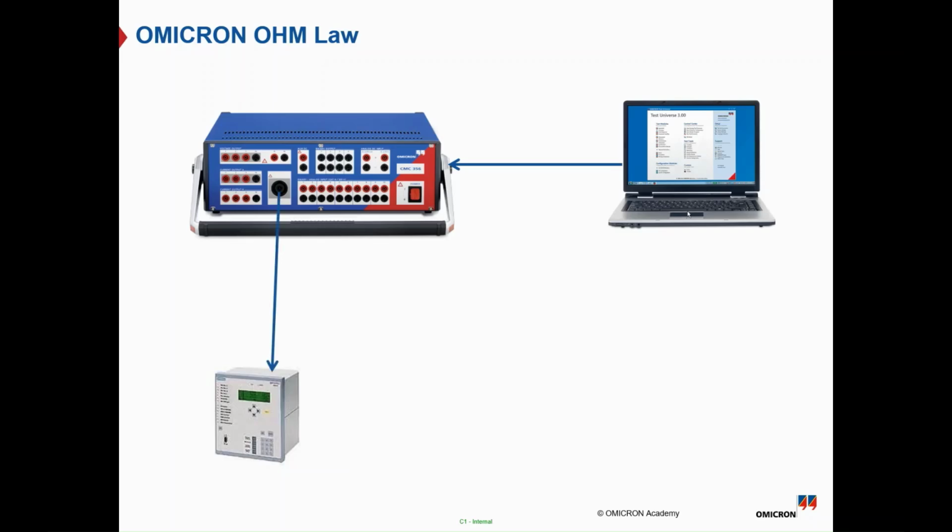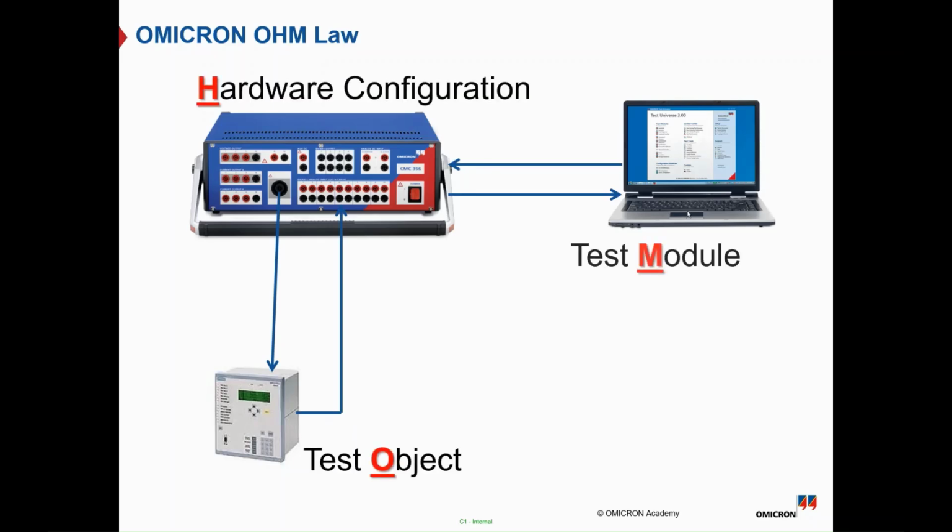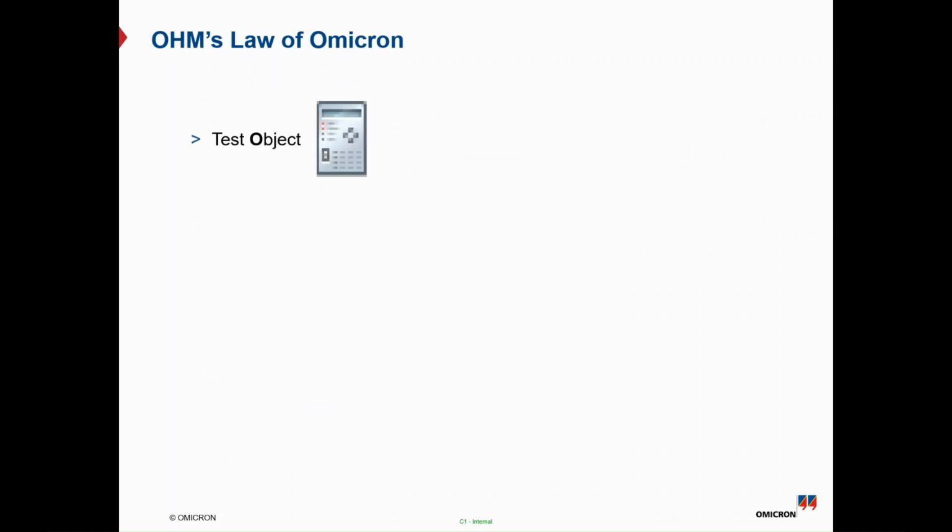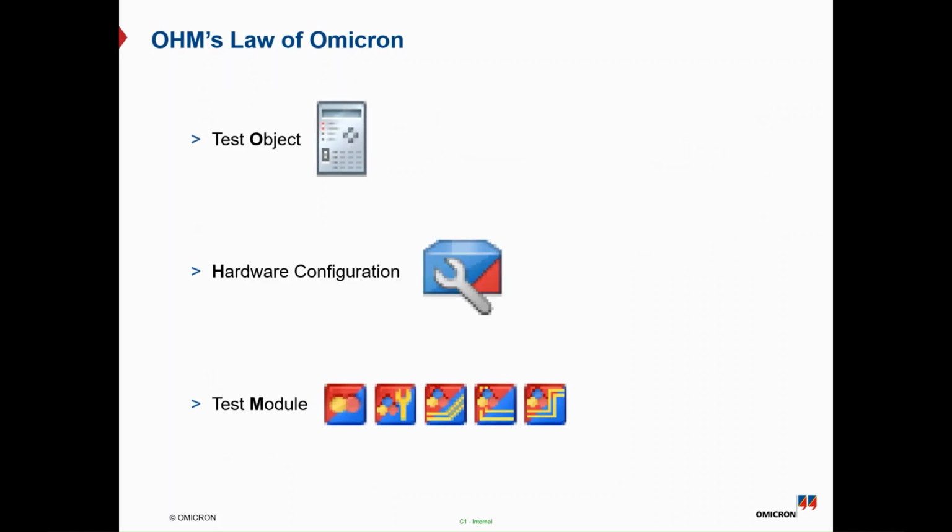test object, and the CMC is our hardware configuration, which we will use to inject the current and voltage signals to the test object. And after that, we will get the feedback from the relay binary output to the CMC binary input to test different kinds of protection functions. So we have here the test object, the hardware configuration, and the test module represented in the Test Universe software. So it starts with the Omicron Ohm's law.